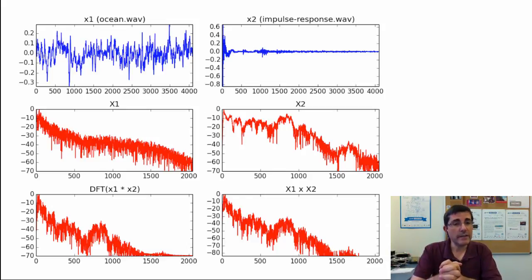And we can show another example, which is very common in filtering. This is an example of filtering a sound, in this case a sound of the ocean, by an impulse response. First, let's hear the two signals.